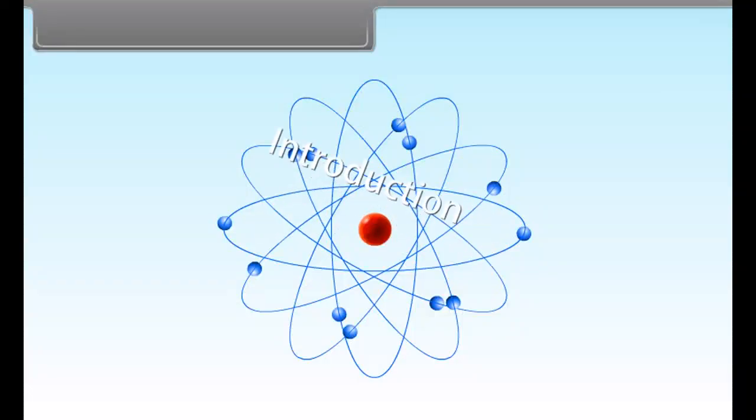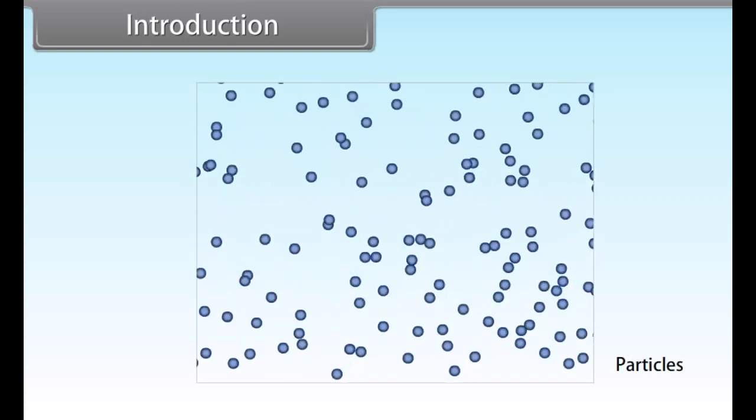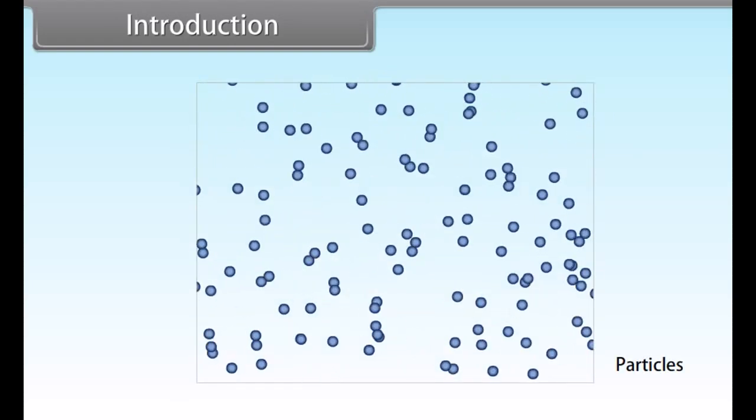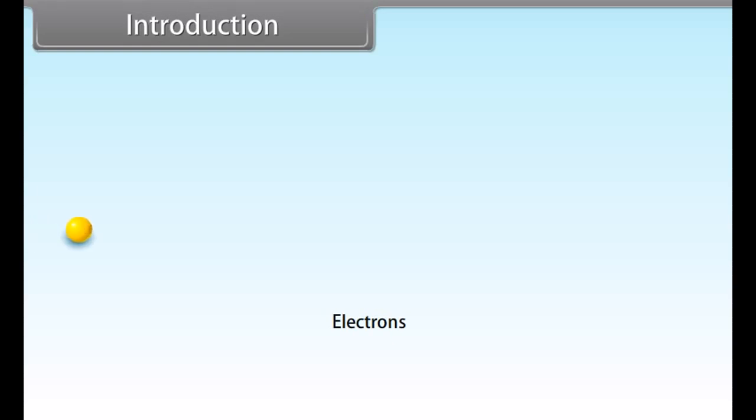Introduction. Hey kids, today we will learn the quantum mechanical model of atom. Matter has dual behavior, wave as well as particle. Heisenberg's uncertainty principle is only applicable to small particles such as electrons.